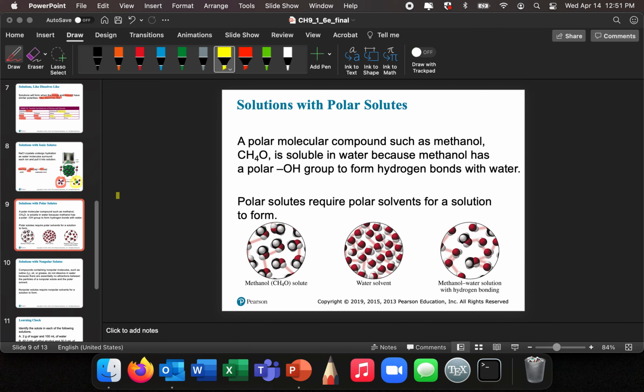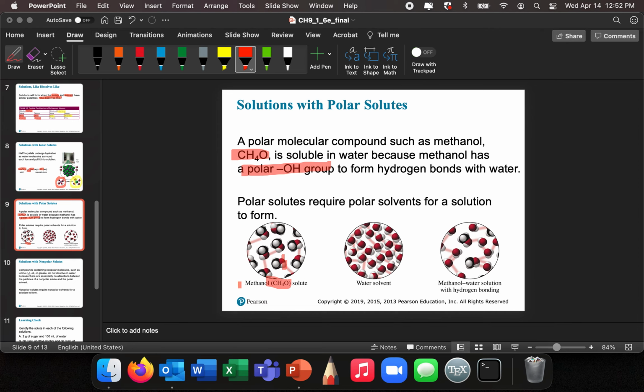So solutions with polar solutes, here's some examples of that. You might have methanol, right? Here's a picture of a methanol. So there's an oxygen right there and a hydrogen. Can you see them? The red sphere and the white sphere, an oxygen and a hydrogen, which makes that, right? You still have the capacity for a polar bond there. And since it's got a polar bond, methanol is polar, okay?